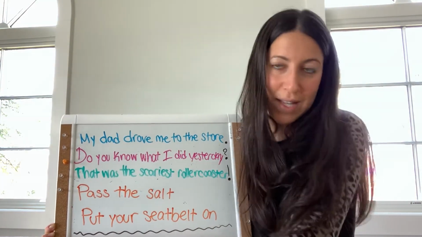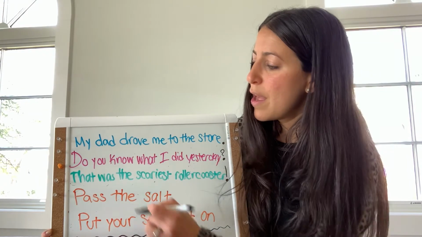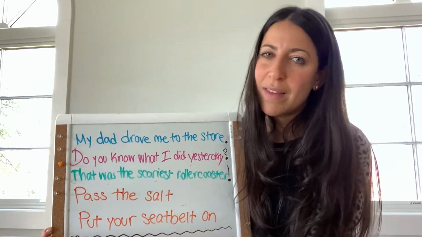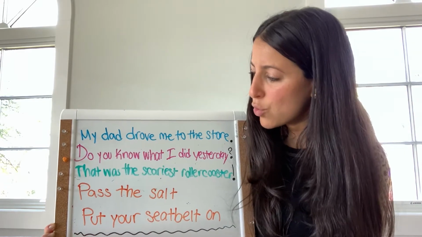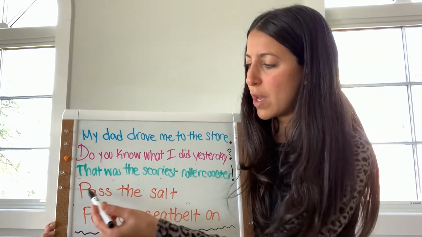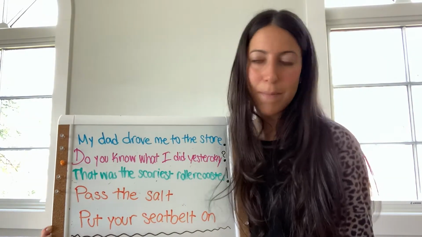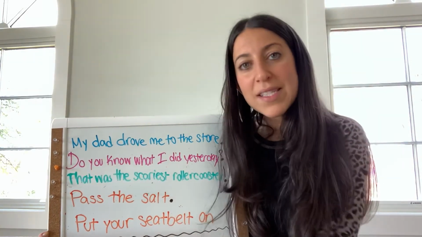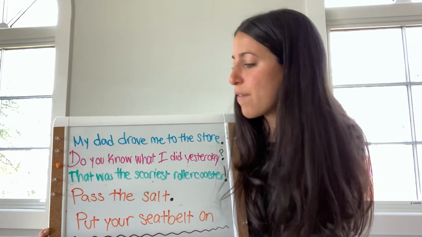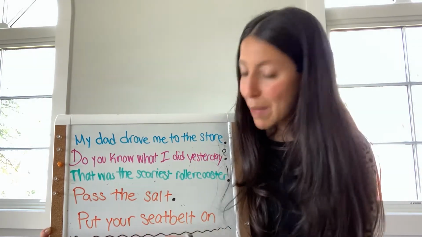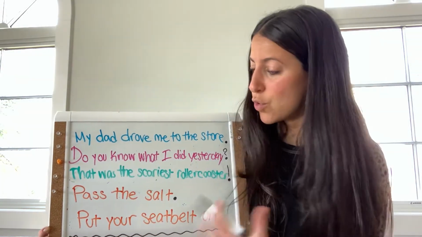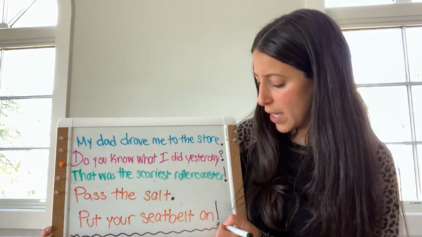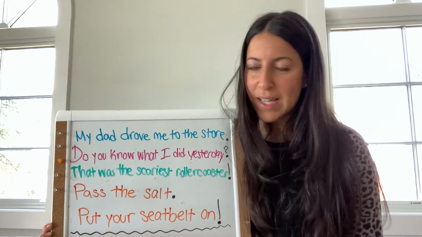The next 2 are both commands, but I just want to show you the difference of these 2 imperative sentences. So again, if I say pass the salt, okay, I'm going to put a period because it is a command, but it doesn't have a lot of emotion to it. When I say put your seatbelt on, right, usually you have a lot of emotion that comes with it. So you are going to put an exclamation point at the end of that sentence, okay?